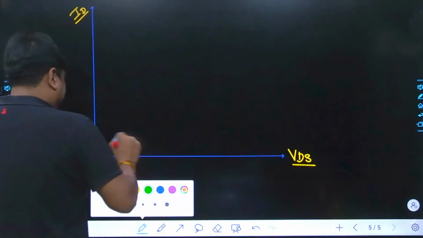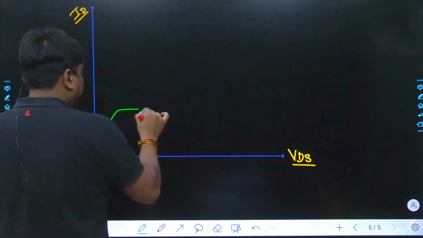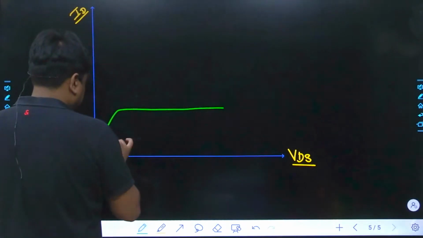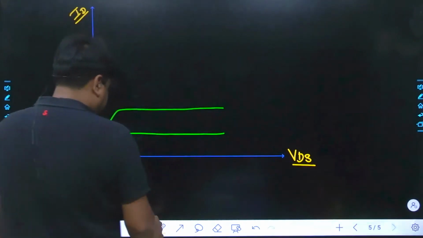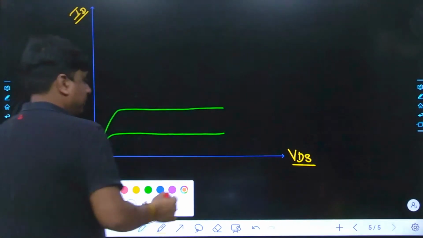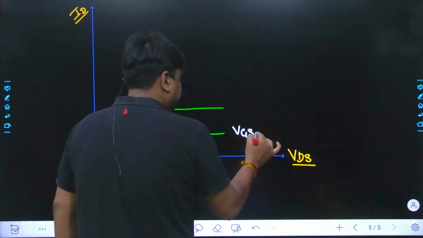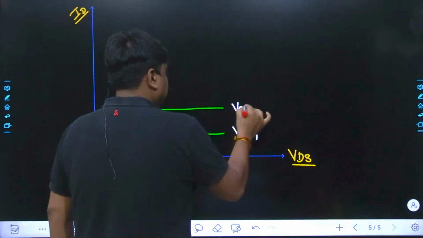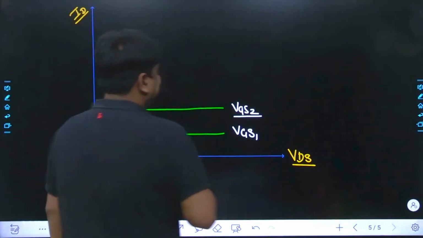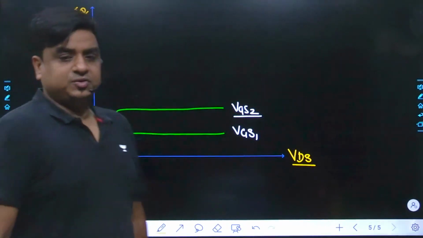When the transistor is on, the curve is found in this way. Ideally this used to be the curve over here. This has different values of VGS. Let's take VGS1. Here the potential difference between gate and source has been changed to VGS2.